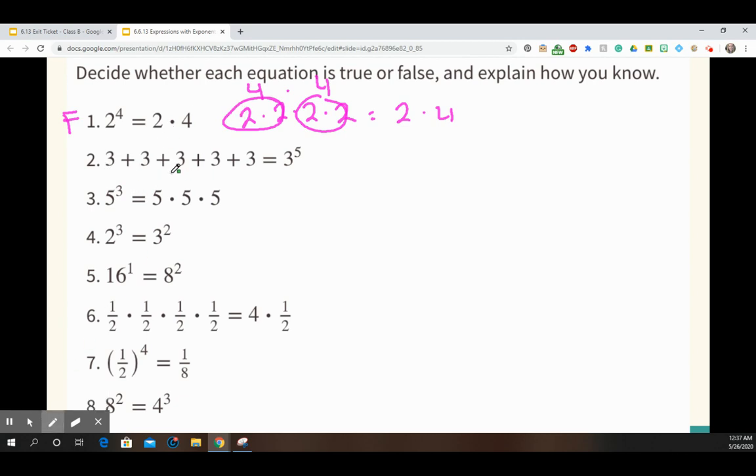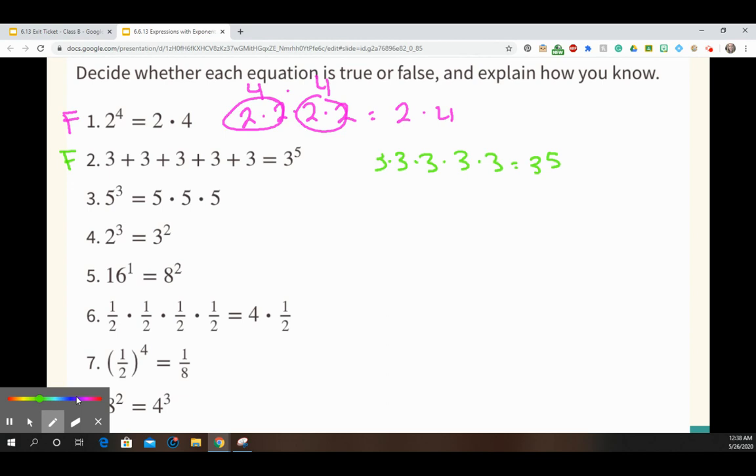All right, let's go ahead and switch to another color for the next one. Is 3 plus 3 plus 3 plus 3 plus 3 equal to 3 to the 5th? No, I can see right away this one's false because if it was multiplication, they would be true, but it's addition, so they're not true. 3 times 3 times 3 times 3 times 3 would be equal to 3 to the 5th, and that would be a really big number. This is not going to be true.